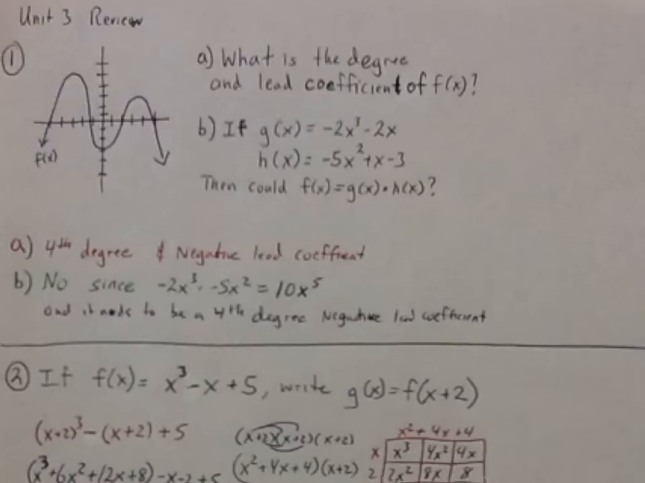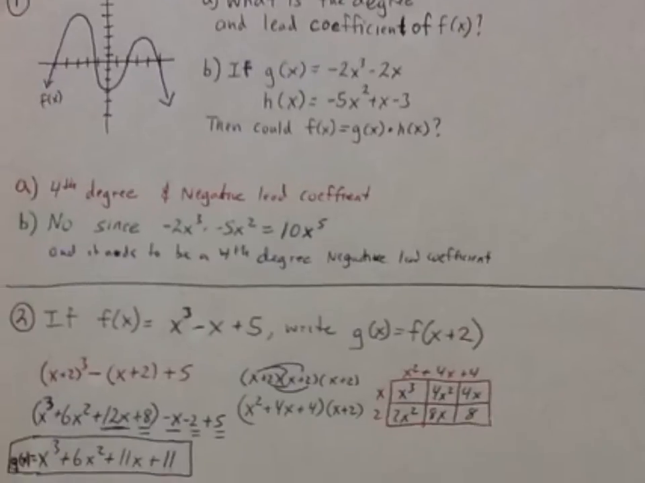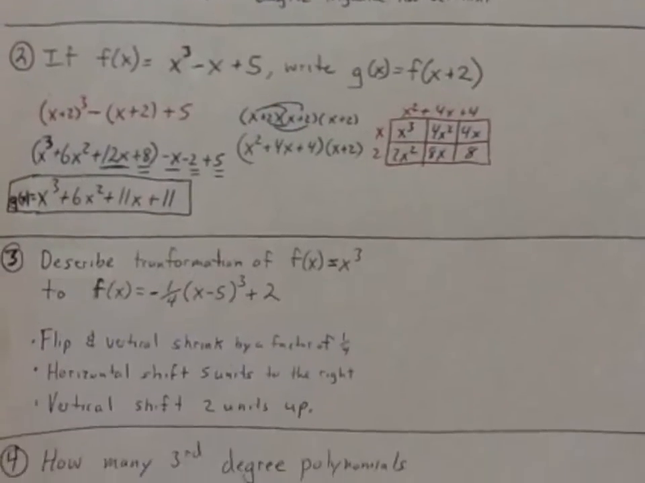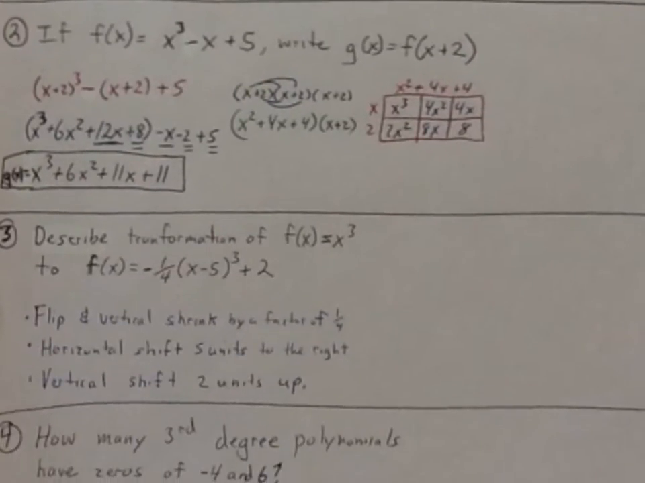Alright, the next question. So let's take a look. Let's move this up. Here we go. If we look at this next one, if f of x equals this, then g of x is f of x plus 2. So what this is saying is g of x is take f and plug x plus 2 in. So see here for each x, look right here. See what I plugged in for each x? The x there, the x there. Do you see how I plugged in x plus 2?